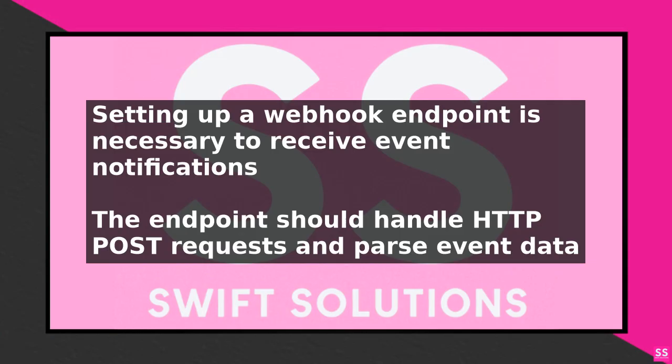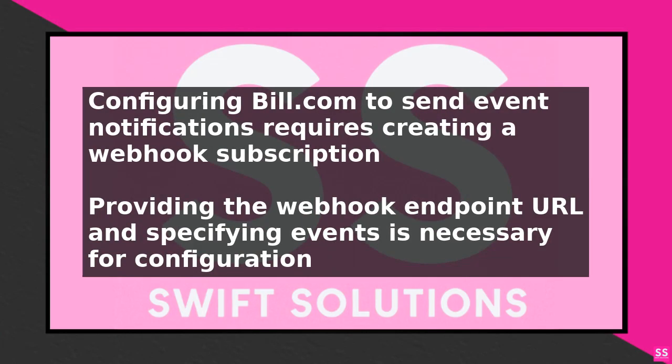for. When an event occurs in Bill.com, the API will send a notification to your webhook endpoint with the event data. Your application can then parse the event data and take the necessary actions. For example, if you receive a payment approval event, your application can update the payment status in your database.